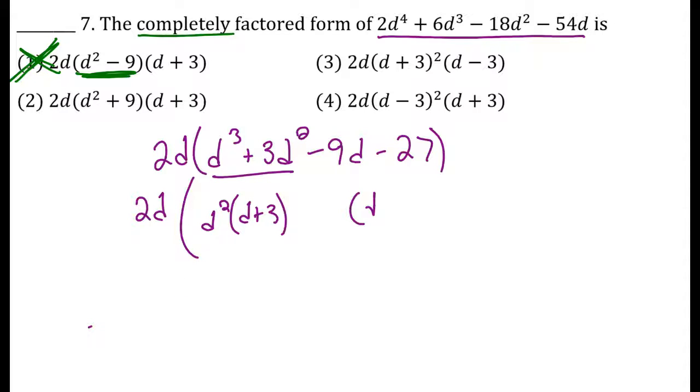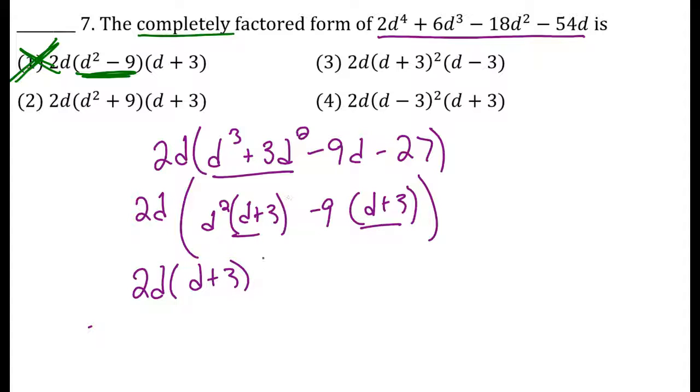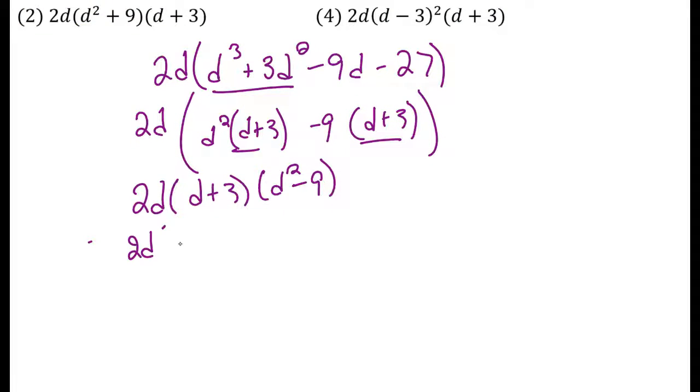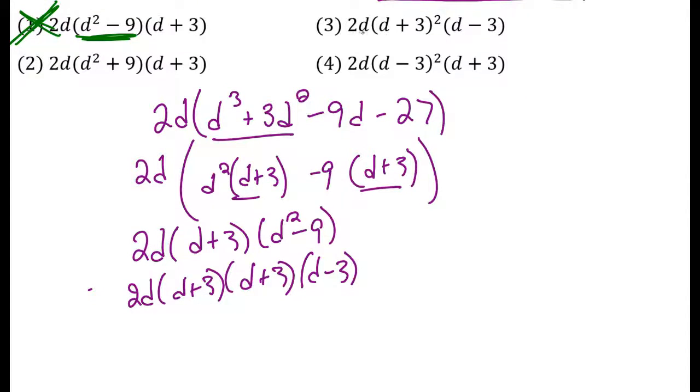I need to end up with a d plus 3, so what am I going to have to factor out? Factoring out a -9 will get me a d plus 3 there. So I have d plus 3, because that's my new GCF, and I'm going to factor out a d squared minus 9. And don't circle choice 1 because d squared minus 9 is the difference of perfect squares. So that's d plus 3, d minus 3. So I have 2 factors of d plus 3, which is why it's choice 3.